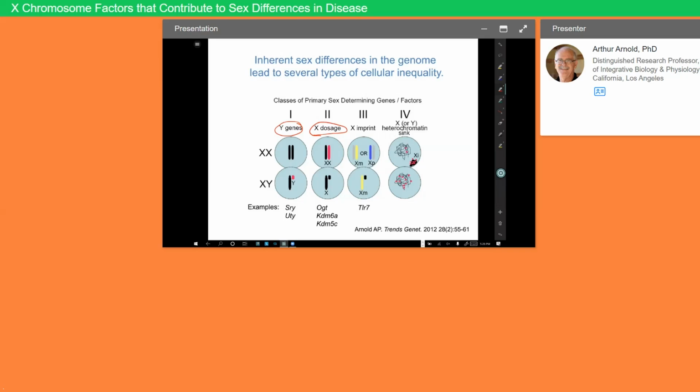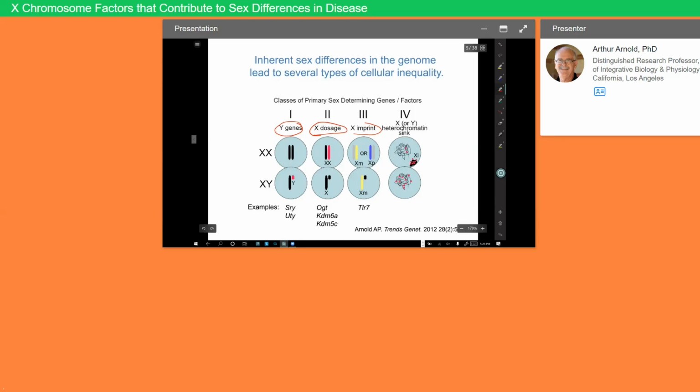But this X dosage difference, of course, is mitigated, because for most X genes, 1 X chromosome is turned off in the XX cells by X inactivation. And so the dose of X genes is made more equivalent in XX and XY cells. Now, there's a whole class of genes that escape X inactivation and therefore still are expressed higher in XX than XY, and we'll be emphasizing those today.